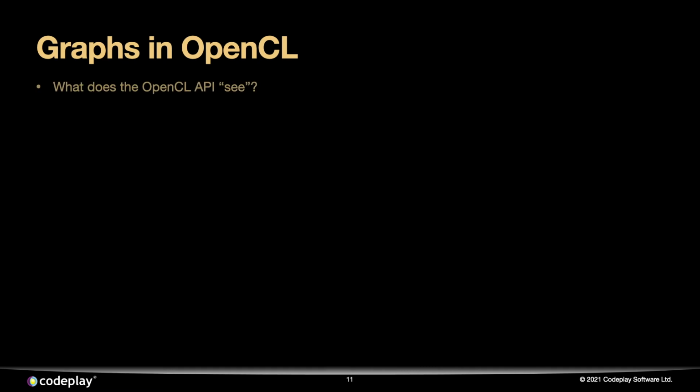And so to understand that a little bit more, I'll show you a little bit about what OpenCL actually knows about when a graph is passed down to it. OpenCL is based around the idea of executing kernels. And kernels are basically just functions. I've drawn one here. I've called it K1 for kernel 1.